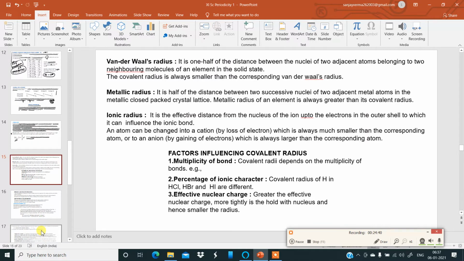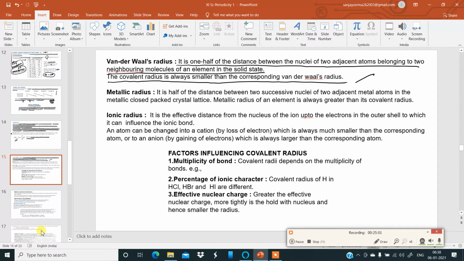Now, after the covalent radius, we can talk about the Van der Waals radius also. Now, this Van der Waals radius is half of the distance between the nuclei of two adjacent atoms belonging to two neighboring molecules of an element in the solid state. The covalent radius is always smaller than the corresponding van der Waals radius.